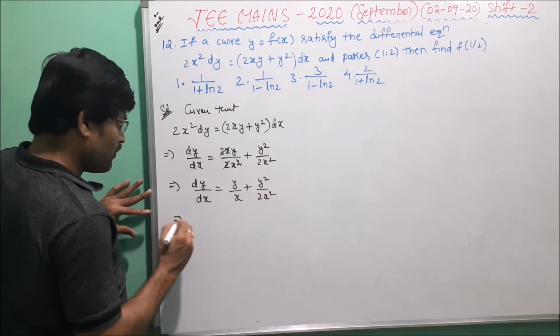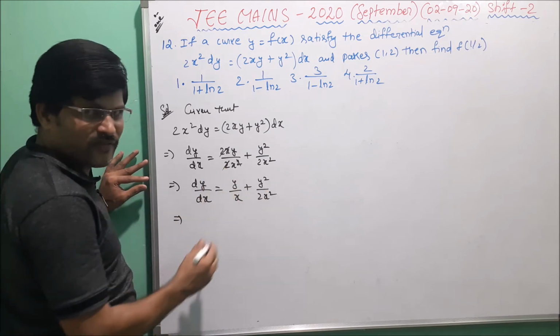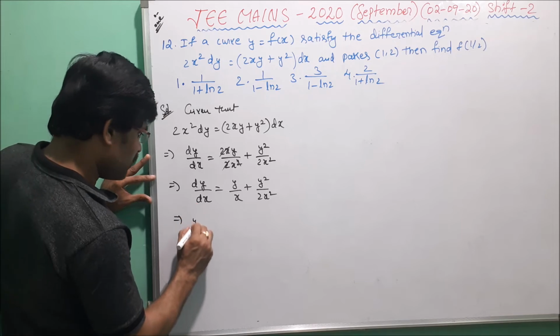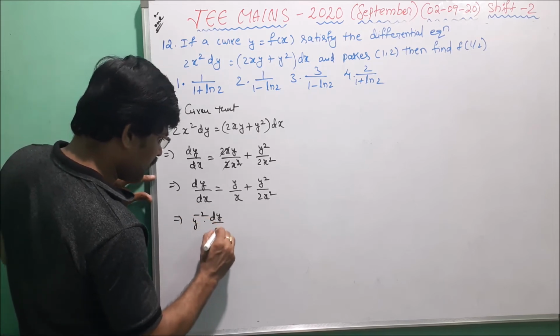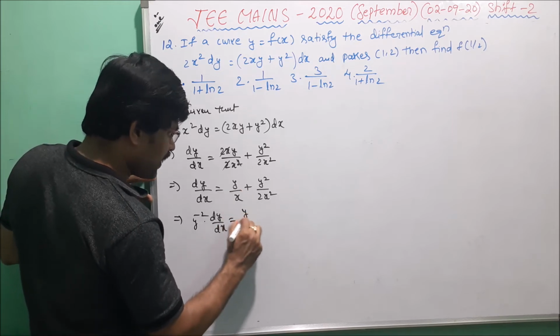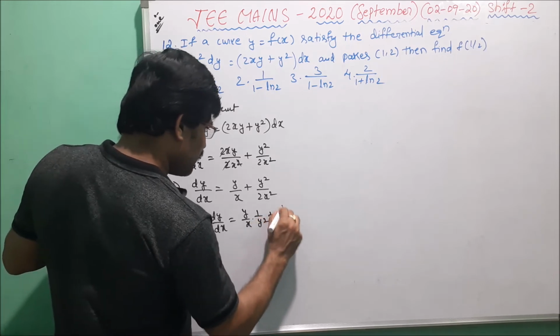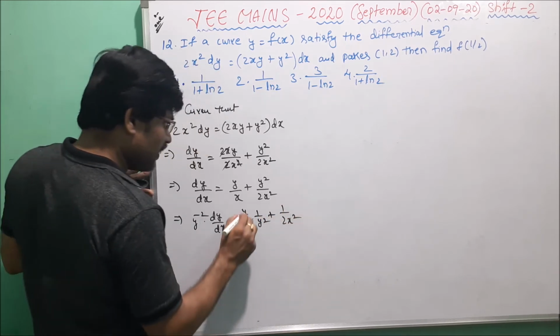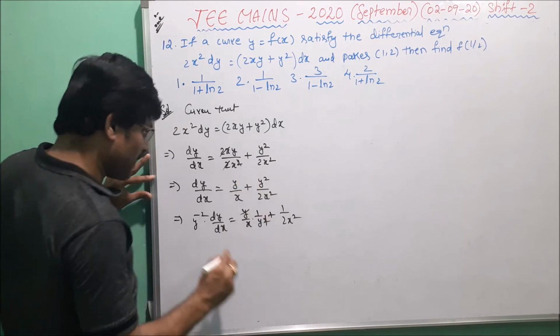Here, multiply with y power minus 2, or divide with y square on both sides. So therefore y power minus 2 into dy by dx equals, in that, y by x into 1 by y square plus 1 by 2x square. In this, one y in the numerator and denominator will be cancelled.